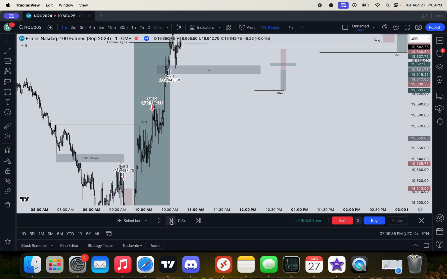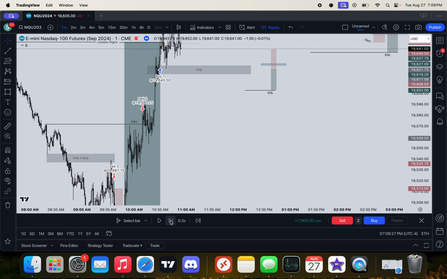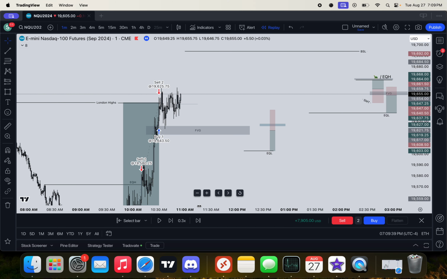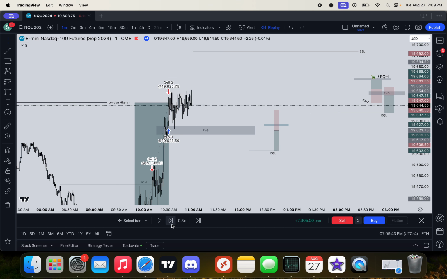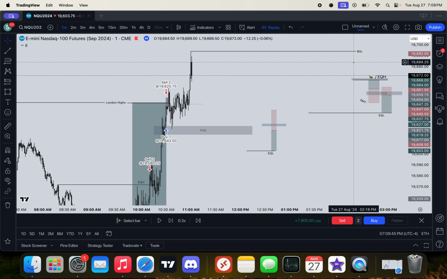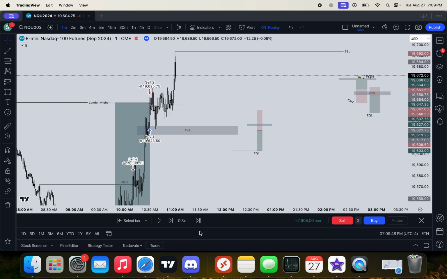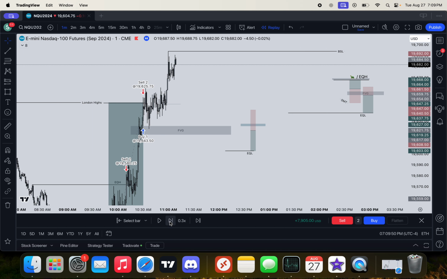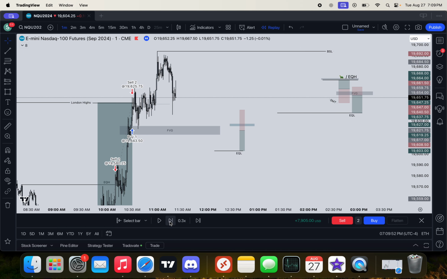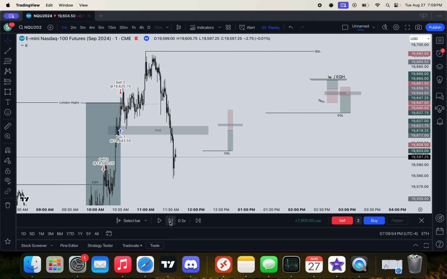And we just kind of consolidated after this move. Like I said, structure was taken. Now, this is when we made this high. We had this buy side liquidity. And then throughout, let's see, we had sort of a dump.